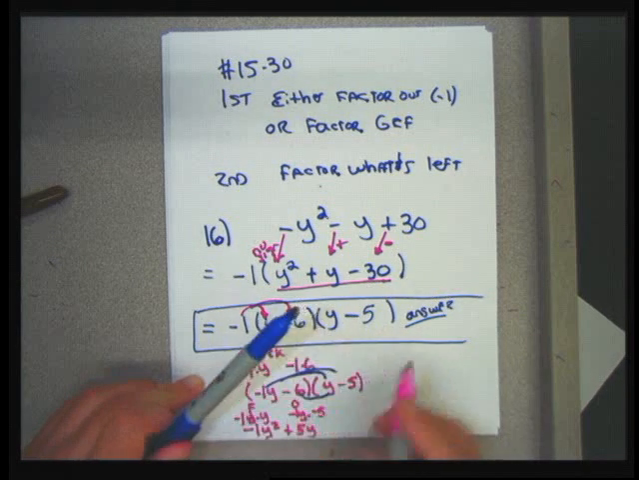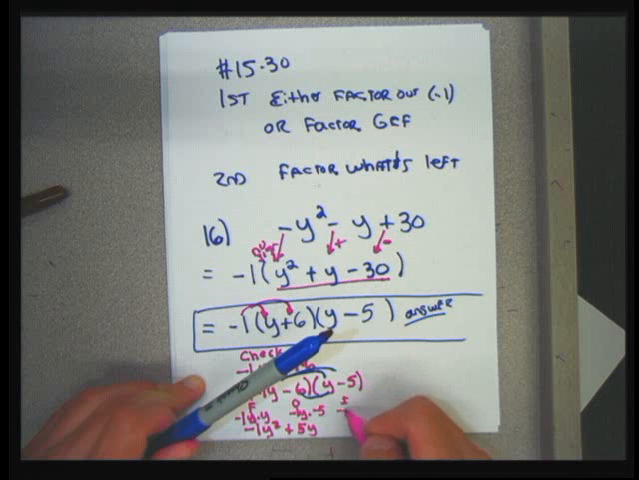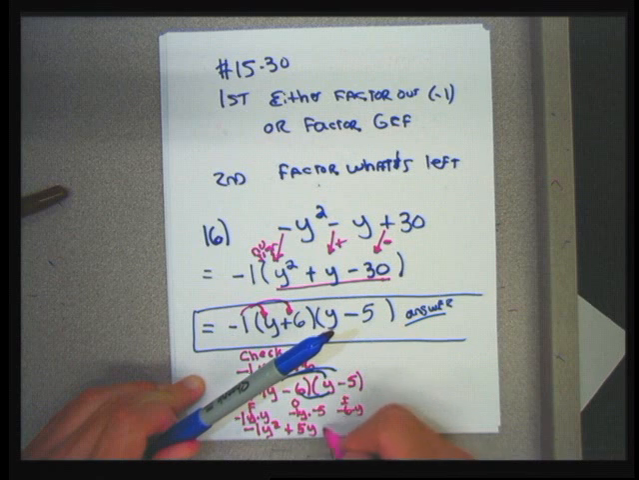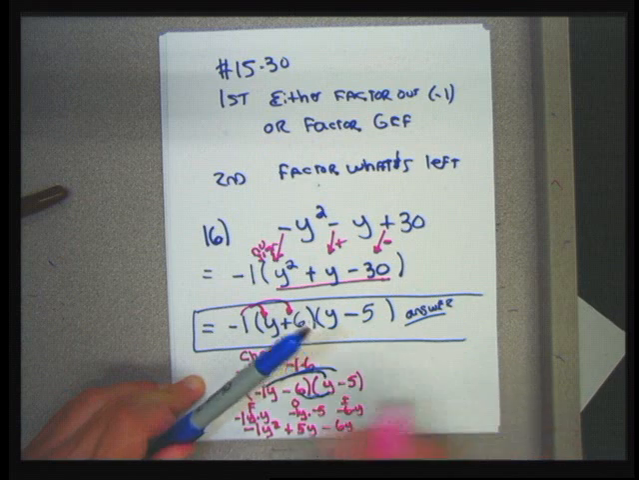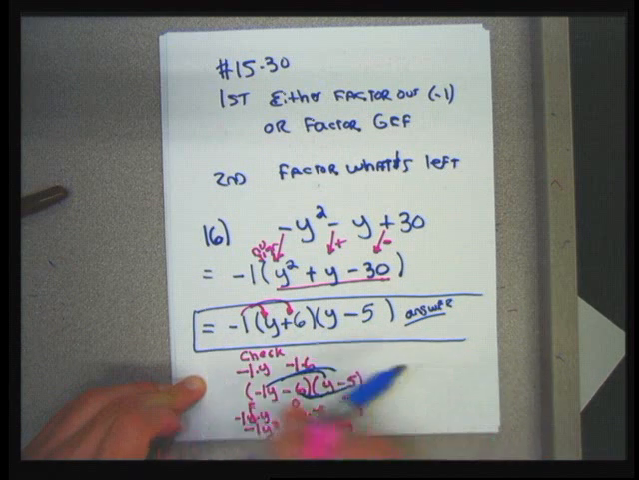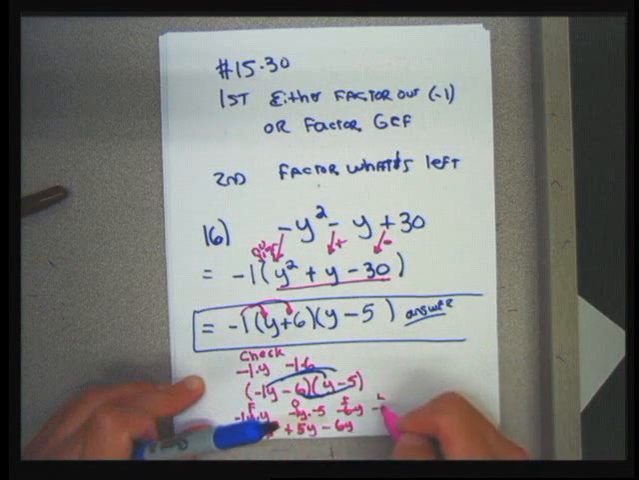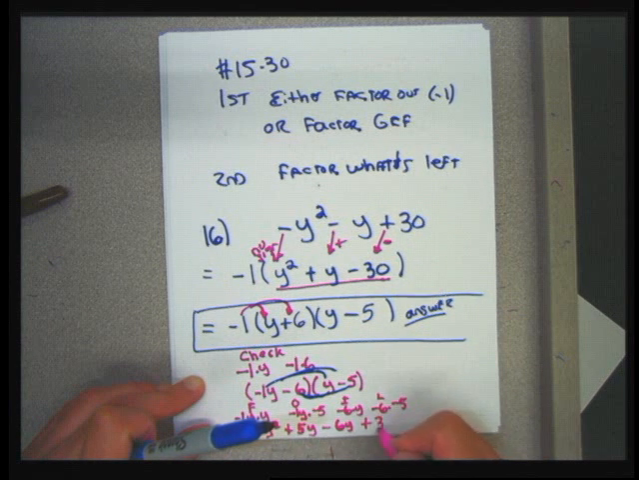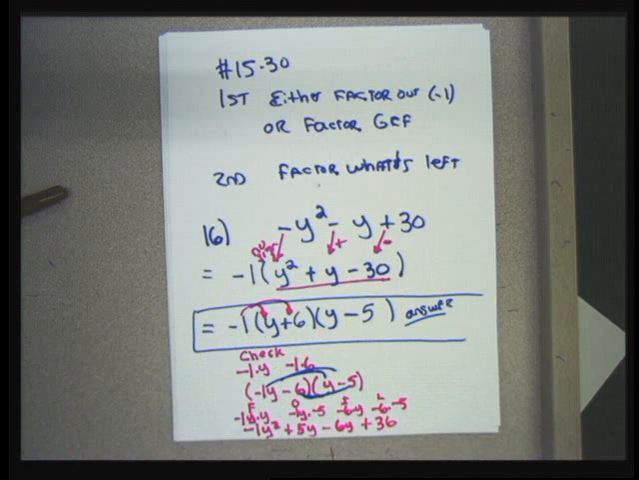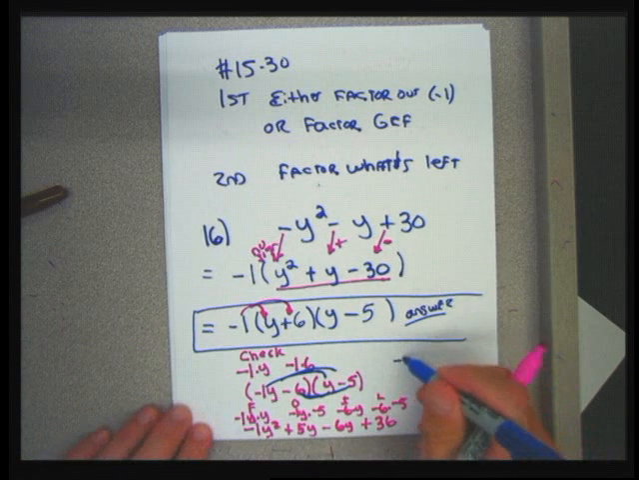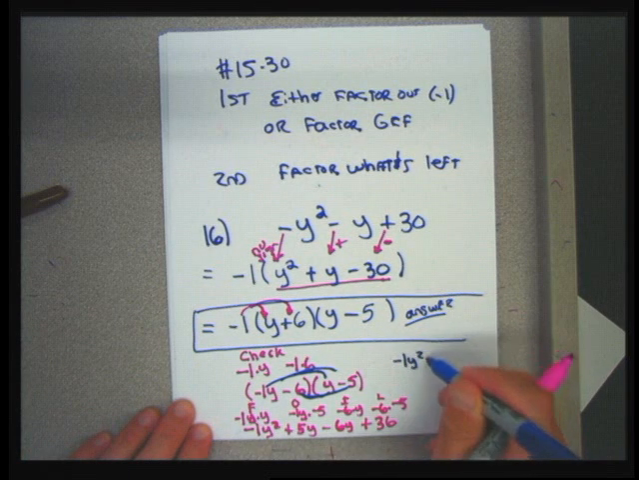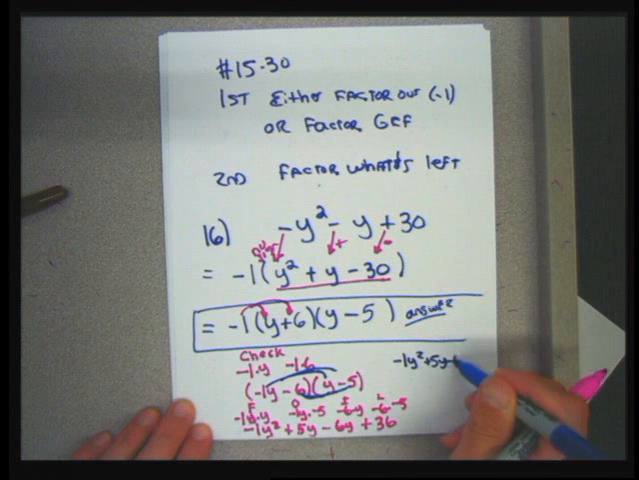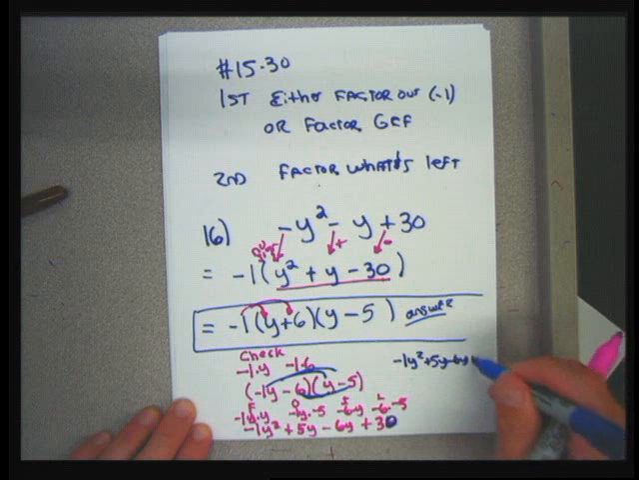My inners are negative 6 times y. Positive times a negative is a negative. I write the 6 and the y next to each other. And my lasts are negative 6 times a negative 5. Negative times a negative is a positive. 6 times 5 is 30. So what I see is negative 1y squared plus 5y minus 6y plus 30, not 36.